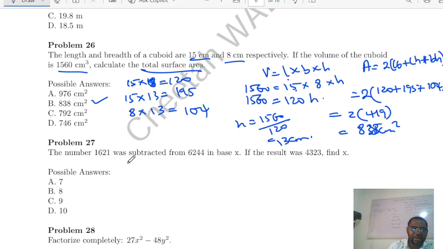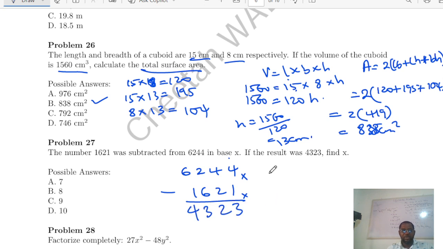Now the next one says the number 1620 was subtracted from this in base x, and the result was this. Find x. Ooh, quite easy. So you can say you have 6244 in base x minus 1621 in base x, and we got 4323 in base x. So what I will do is, let's subtract it normally. Normal subtraction is base 10. 4 minus 1 is 3. 4 minus 2 is 2. 2 minus 6 cannot go, so I'll borrow 1 here to make it 12. So 12 minus 6 is not 3. 12 minus 6 is 6.